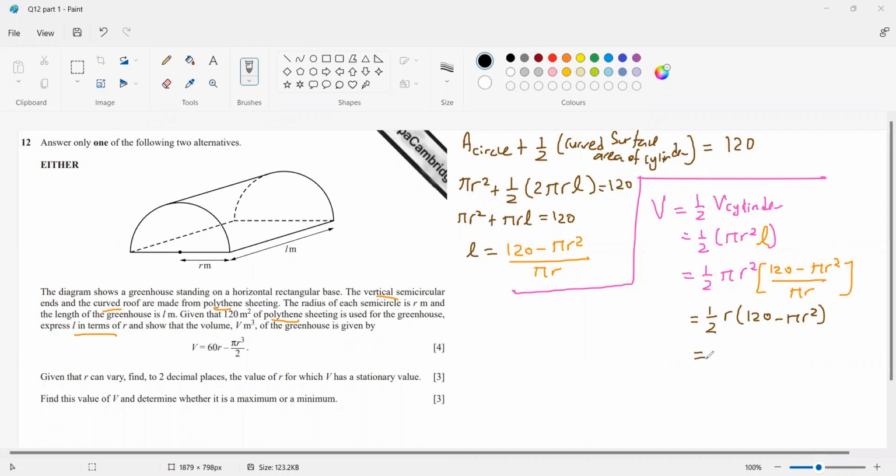Does it look the same? So we multiply out half times this thing. This becomes 60r minus pi r times r squared, which is r cubed, over 2. Yes, this is exactly this term. So this is how we prove the first part. Done. QED, 4 marks. Okay, let's go for the second part likewise, please.